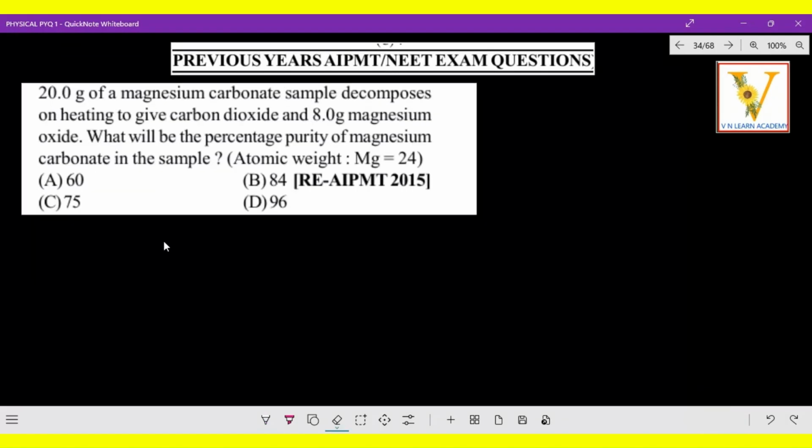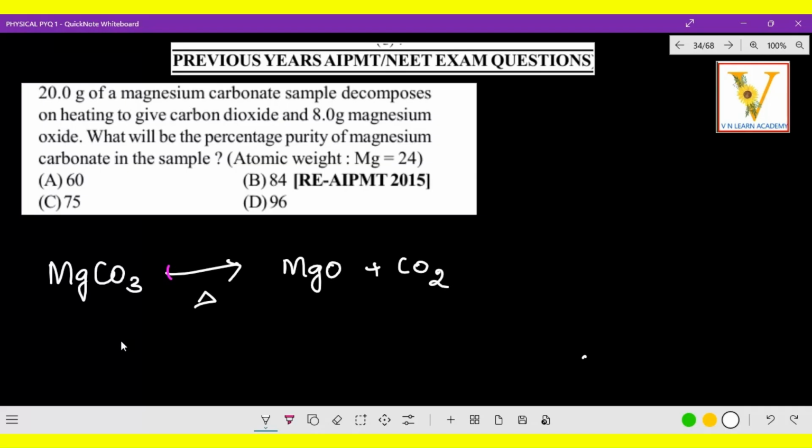20 grams of magnesium carbonate sample decomposes on heating to give carbon dioxide and 8 gram of magnesium oxide. What will be the percentage purity of magnesium carbonate in the sample? This is very simple, and a logical way of thinking is also available. Now you see here, magnesium carbonate is a sample. Magnesium carbonate sample decomposes, you are getting magnesium oxide plus carbon dioxide. Here 1 mole of magnesium carbonate decomposes to produce 1 mole of magnesium oxide plus 1 mole of carbon dioxide.